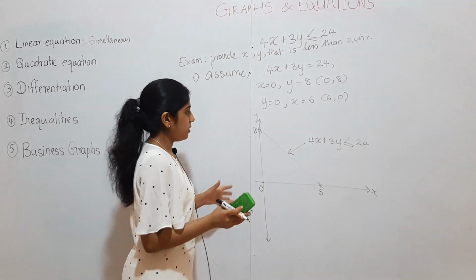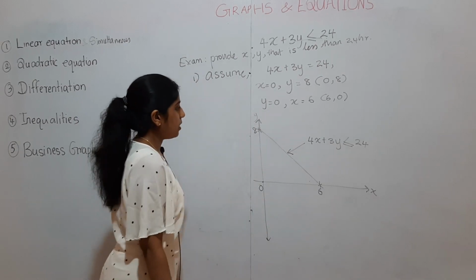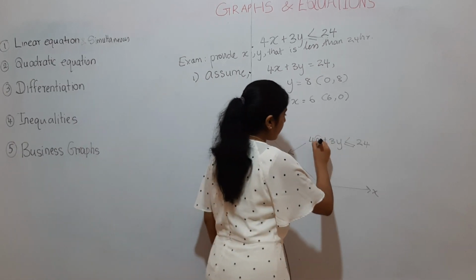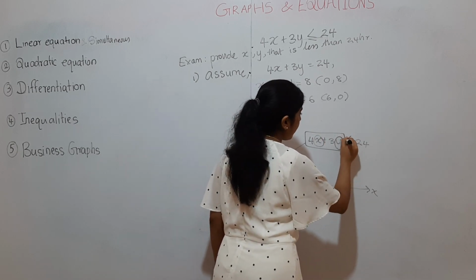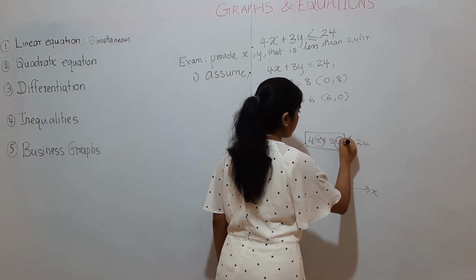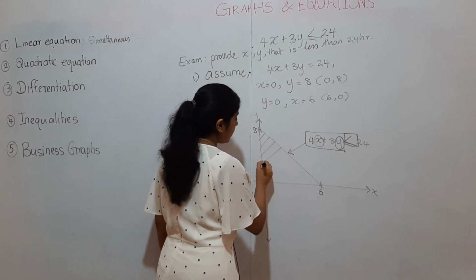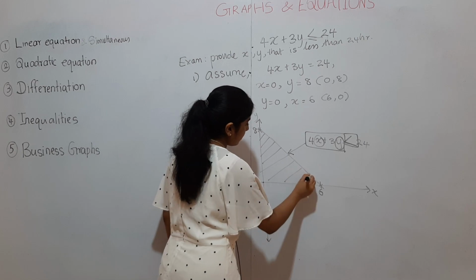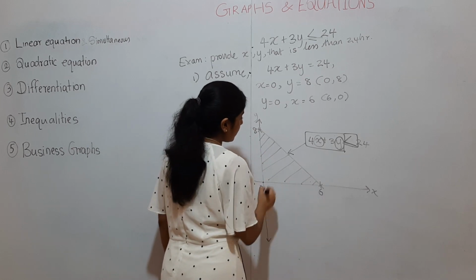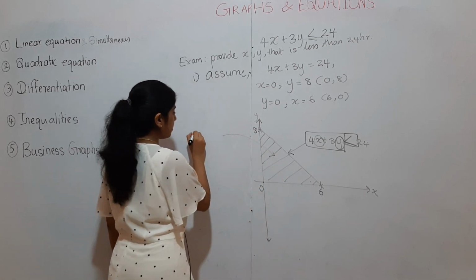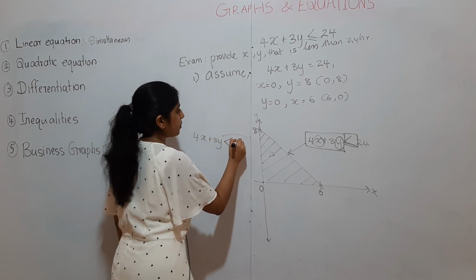Okay, but because this is an inequality, the values of x and y that can give this answer to be less than 24, now we are only talking about less than 24, is the area below the line, which is this highlighted area, not this side, only this triangle. This triangle will satisfy the inequality 4x plus 3y is less than 24.